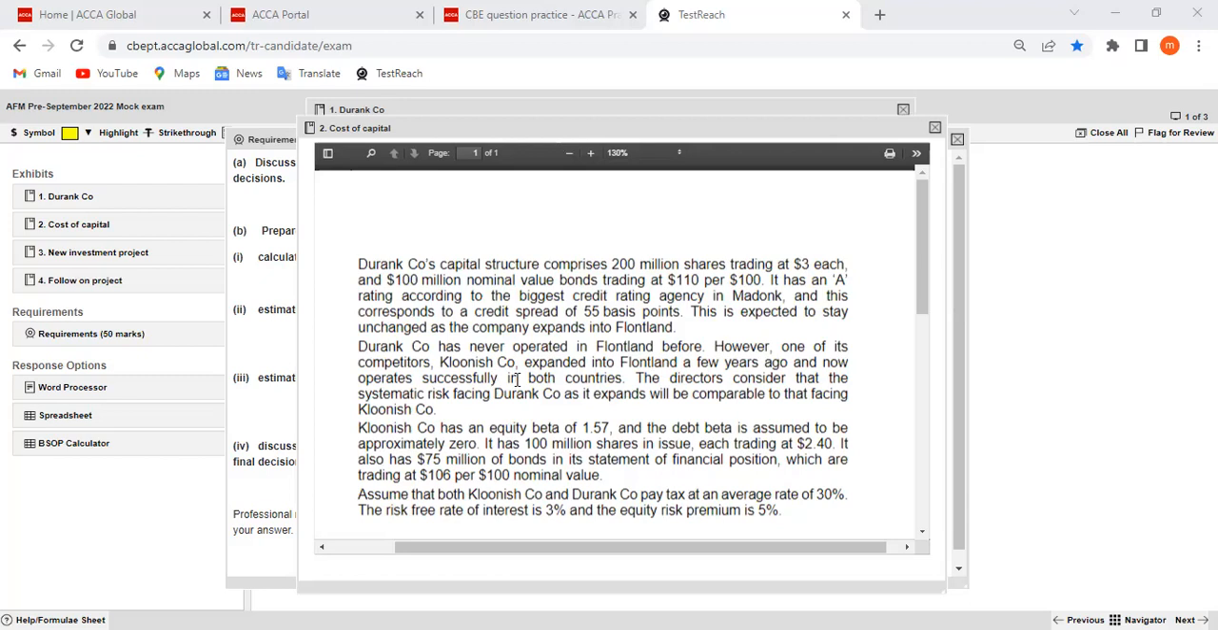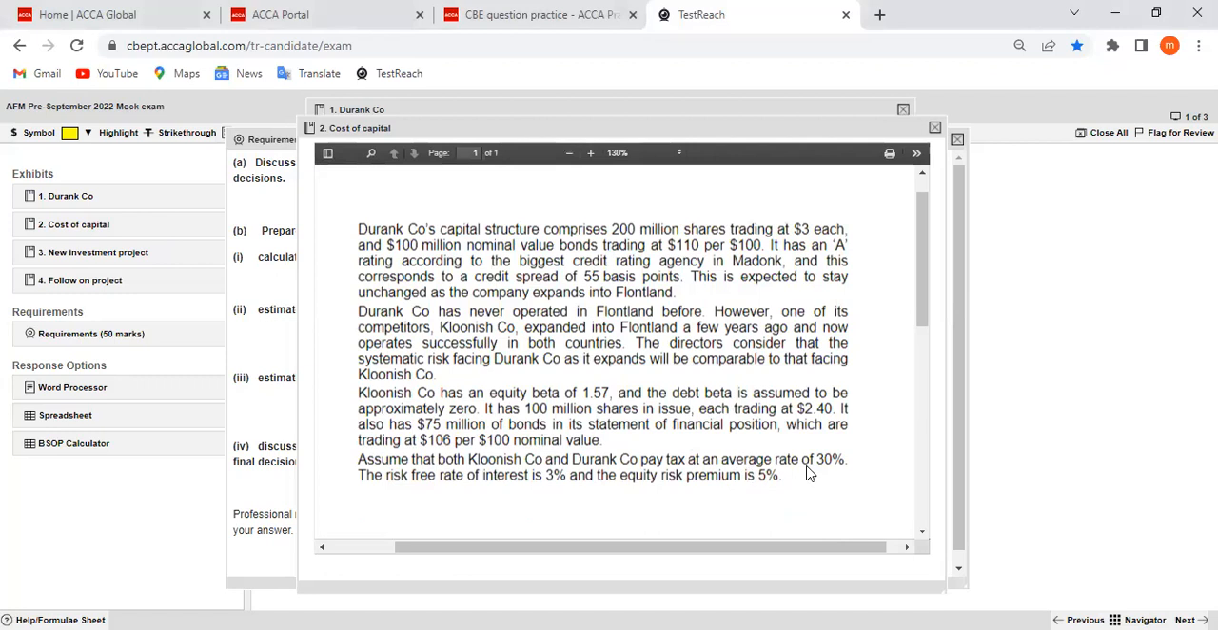The directors considered that the systematic risk facing D company as it expands will be comparable to that facing K company. K company has an equity beta of 1.57 and a debt beta of 0. Again, this is an assumption. It has 10 million shares in issue trading at 2.4. It also has 75 million bonds in its statement of financial position, which are currently trading at 106 per 100 nominal value. The examiner again has given you the market value of debt and equity. Assume that both companies pay tax at an average rate of 30%, the risk-free rate is 3%, and the equity risk premium is 5%.